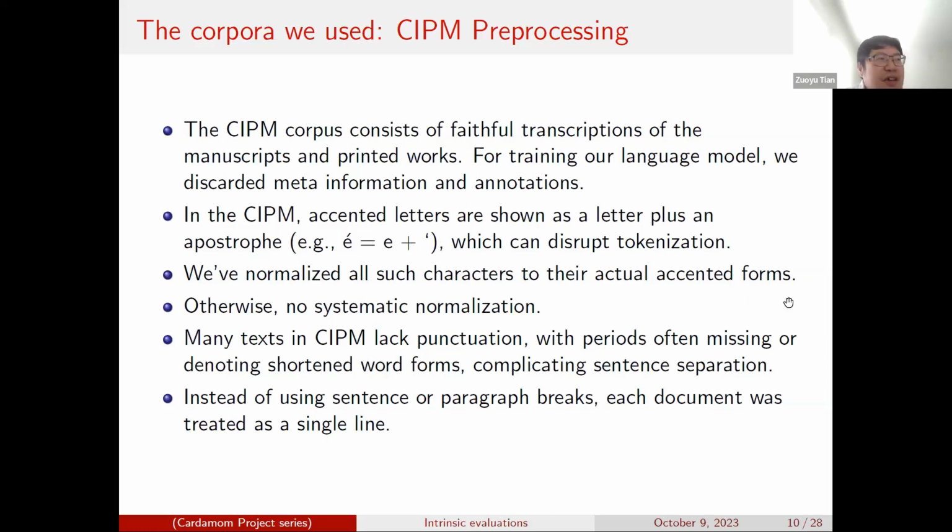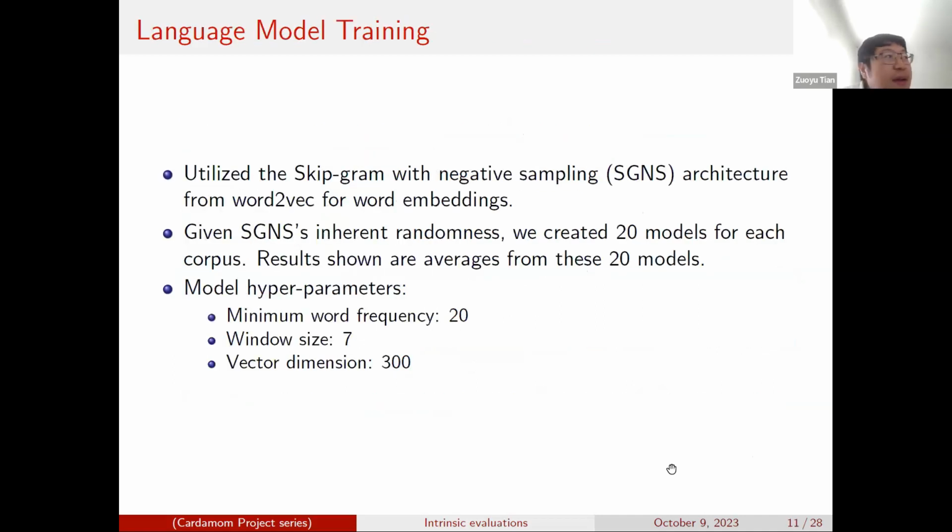And another thing is that, from the previous screenshot, you can see that many tags in CIPM, like punctuation and periods, are often missing. So this could complicate the whole sentence separation. So instead of using sentence or paragraph breaks, each document was treated as a single line.